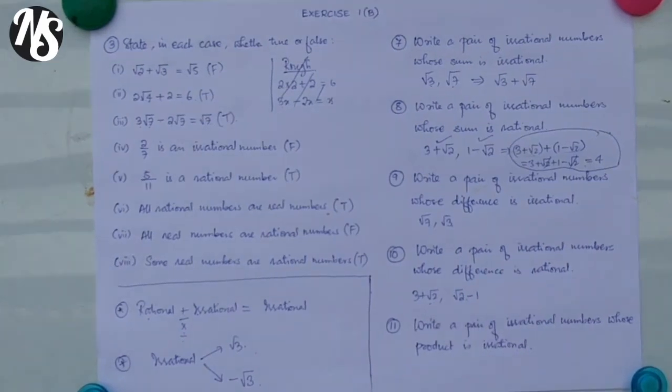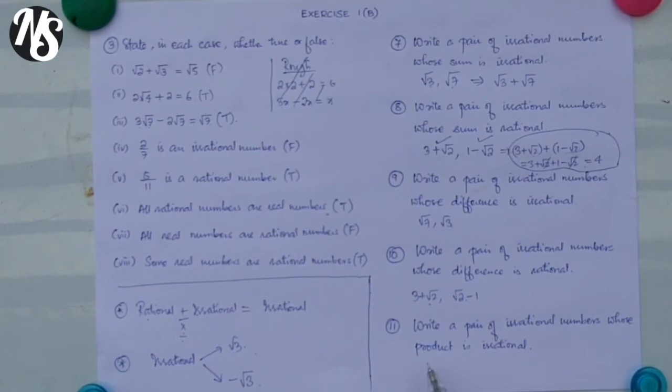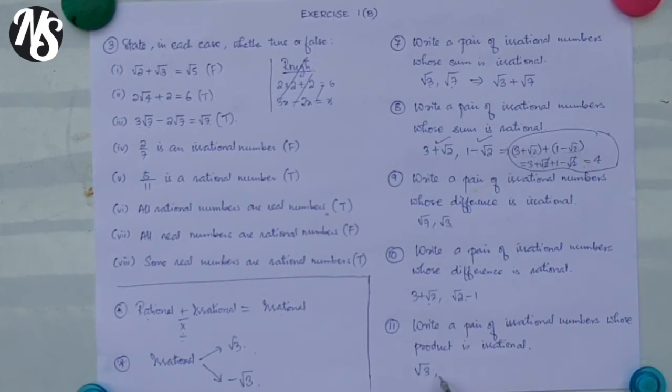Let's see question number 11 now. Write a pair of irrational numbers whose product is irrational. Now you have to form two irrational numbers whose product is going to be irrational. So let's see the numbers. Let me take the numbers to be root 3 and root 27. Now find their product.